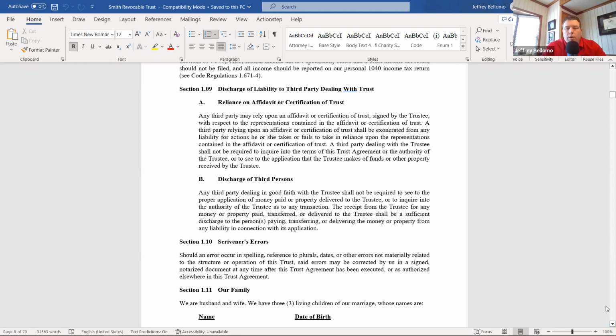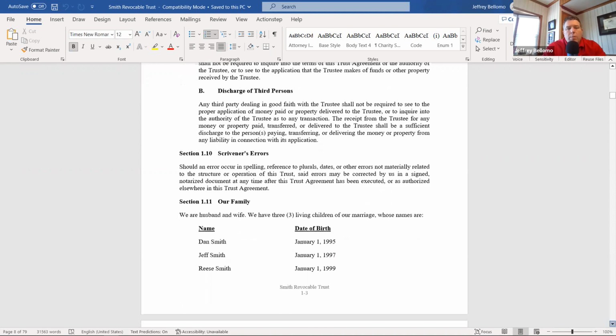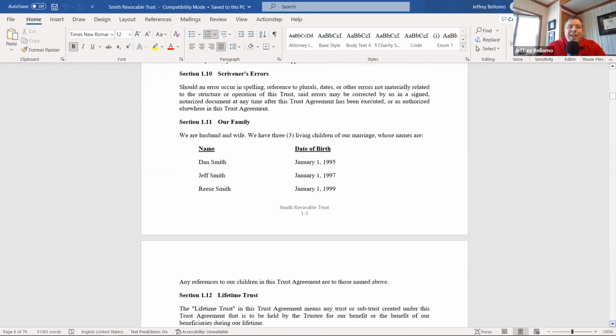Scrivener's errors. This part is just saying, allow me to make additions, modifications, changes. Please don't punish me because my lawyer is an idiot. Clearly much more eloquently than that, but that is what the bottom line is.